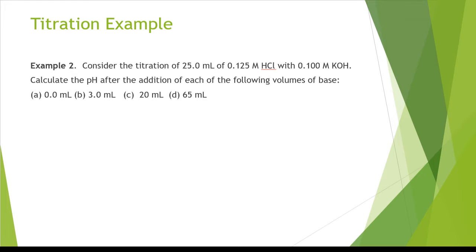Alright, let's go to another example here. Consider the titration of 25 milliliters of that much HCl with that much base. So this is a strong base. That's a group 1 base. And this is a strong acid. So this is strong acid, strong base. Calculate the pH after the addition of each of the following volumes of base. Okay?